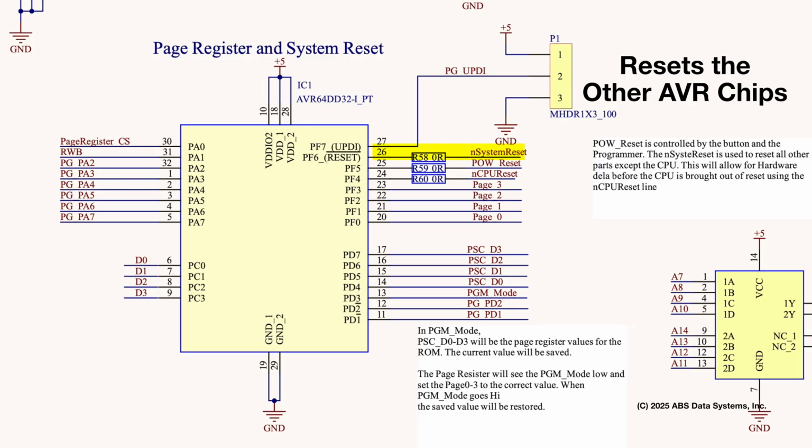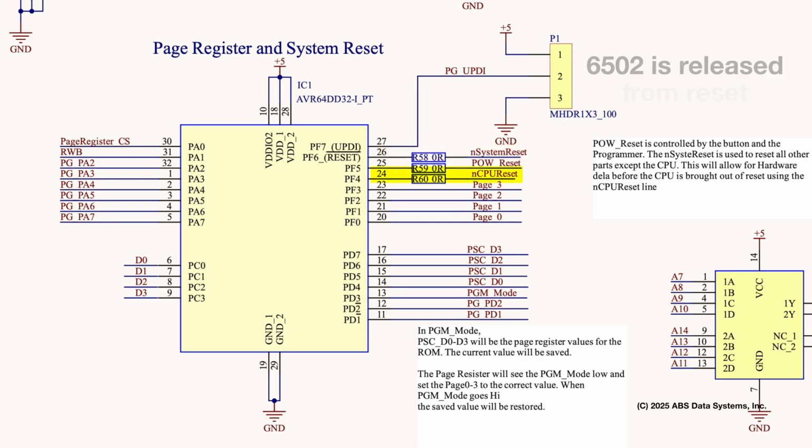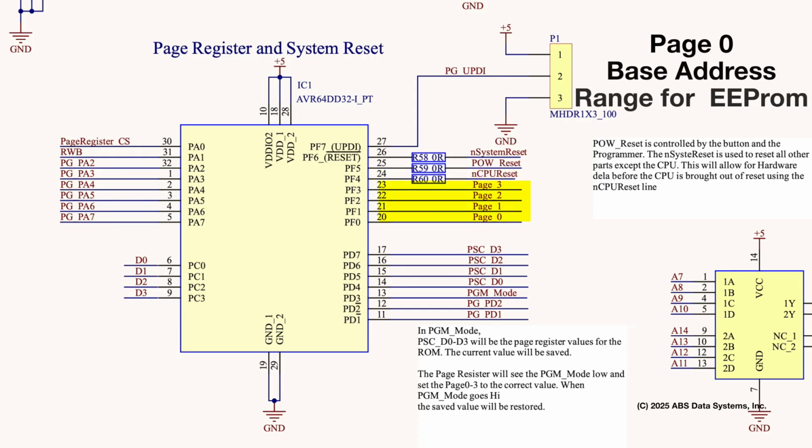The first thing it does is to reset all the AVR devices, while keeping the 6502 in reset. The next step is to bring the 6502 out of reset. Bringing up all the AVR processors first guarantees that all the support chips are up and running. The 6502 is free to start executing code once it completes its startup. After initialization, the page register and system reset chip will always put the EEPROM at page 0. This guarantees that the same code is always executed.